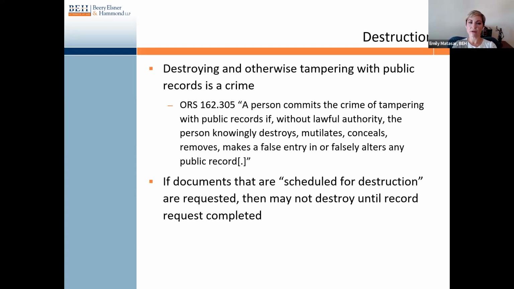So lastly, if documents that are scheduled for destruction are requested, then you may not destroy them until the record request is completed. So let's say you have a record whose retention was up a couple years ago and you just didn't end up getting it destroyed. And then it's requested and you still have it in your office, but you didn't need to keep it. It was scheduled for destruction. It was supposed to be destroyed years ago. You can't destroy it at that point. You have to produce it in the record request.